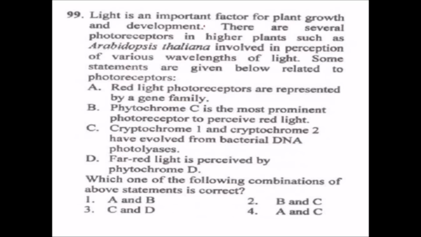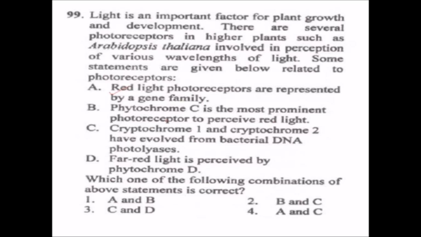Next question is, light is an important factor for plant growth and development. There are several photoreceptors in higher plants such as Arabidopsis thaliana involved in perception of various wavelengths of light. Some statements are given below related to the photoreceptor. First statement is, red light photoreceptors are represented by a gene family. It's true. Phytochrome C is the most prominent photoreceptor to perceive red light.